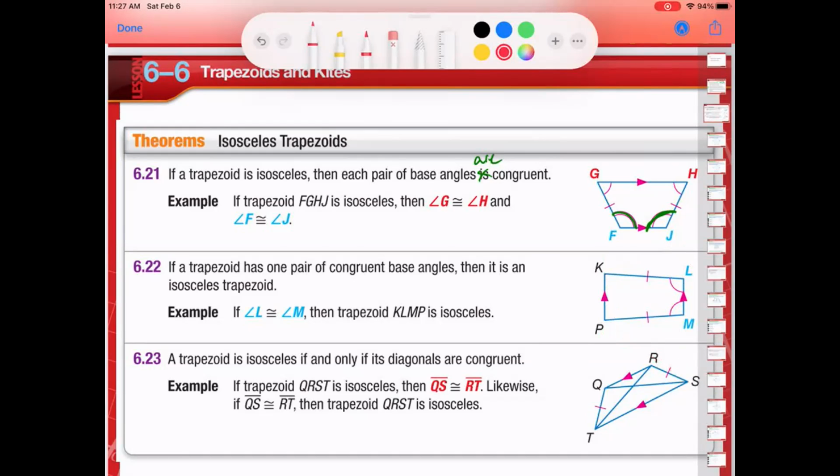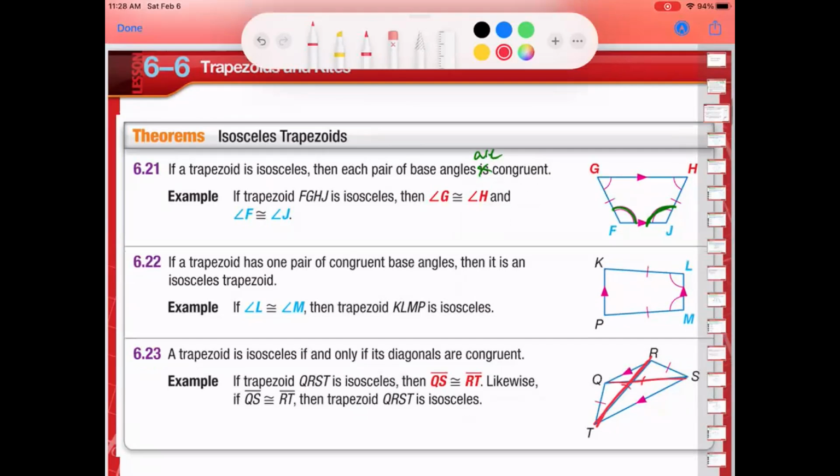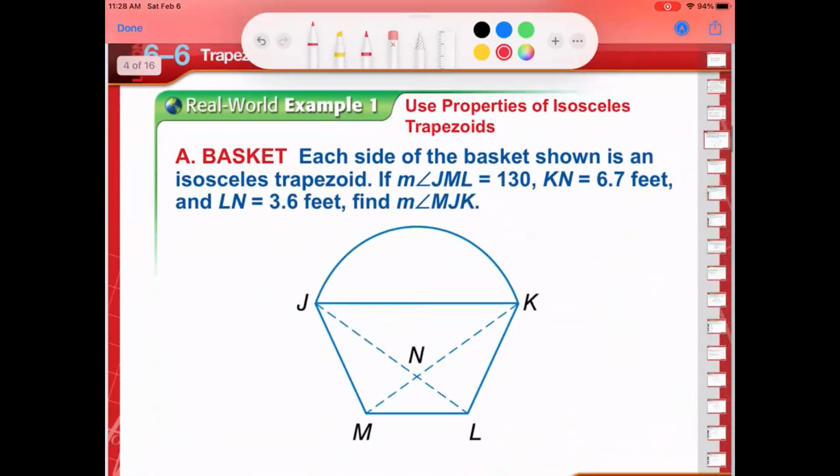So, continuing on, a trapezoid is isosceles if and only if its diagonals are congruent. So, the diagonals going from opposite vertexes have to be congruent. So, RT would have to be congruent to QS. They would have to be the same length for this to be an isosceles trapezoid. And that's a really quick test to figure out if the trapezoid is isosceles.